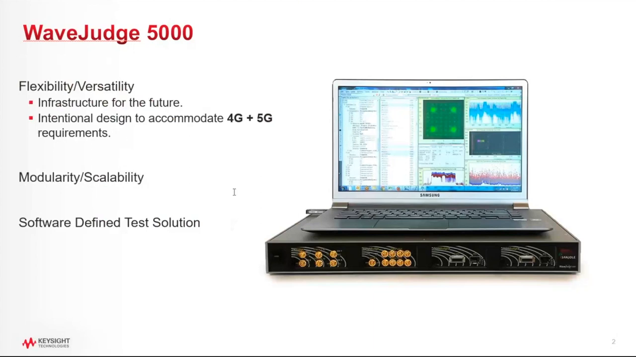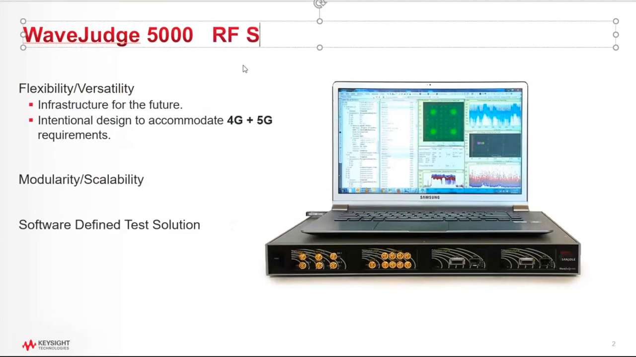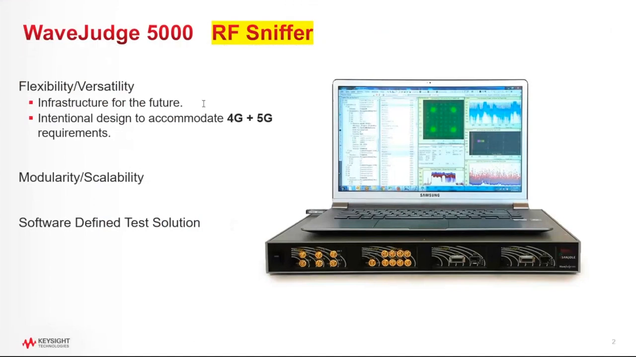So here is what the WaveJudge looks like. The hardware platform is a very small, one rack unit high hardware device, and it is modular. Depending on the plug-in modules we use, that will tell us which frequencies and which bandwidths we're going to capture. So that's the WaveJudge hardware. It's controlled with a Windows PC. There is a WaveJudge software package that will be loaded onto the Windows PC. And essentially what the WaveJudge does, it is an RF sniffer. That is the high-level tagline of what a WaveJudge does.